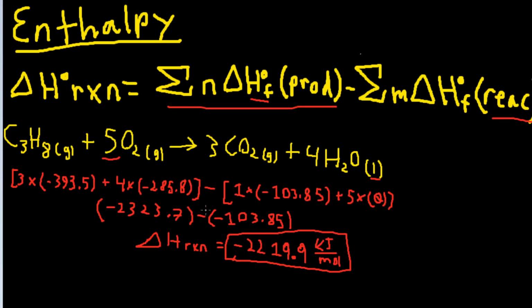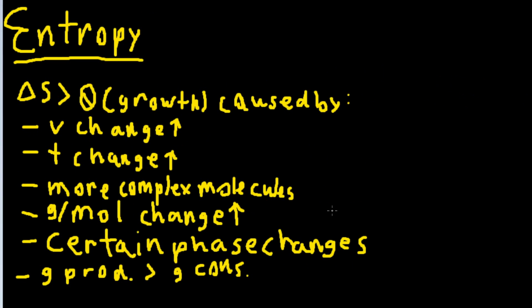In this case it would be subtracting a negative, so it would technically be adding, and then you get this as your answer. It's negative 2219.9 kilojoules per mole, which is the enthalpy of this reaction. I did these problems out beforehand because they're a bit easier and I just wanted to save a little bit of time. So next, after enthalpy, we will be going over entropy.